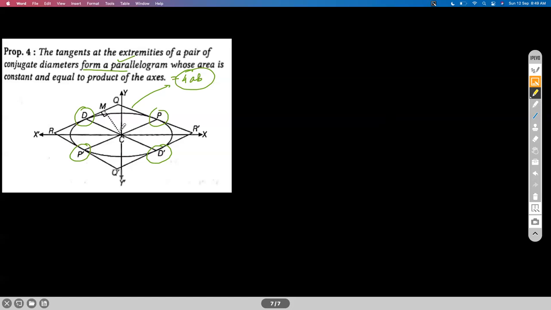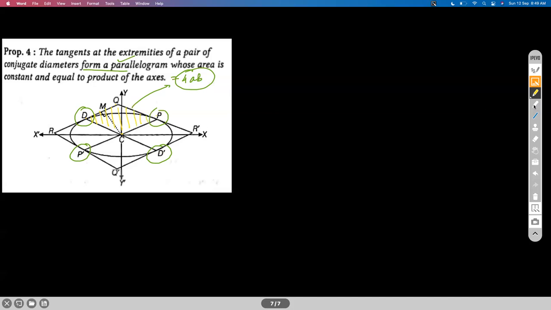Okay, let's try to first brainstorm. How do you find this area? Okay. Now, just in the interest of time, I would like to show you this diagram. If you look at this parallelogram CDQP, let me shade it.